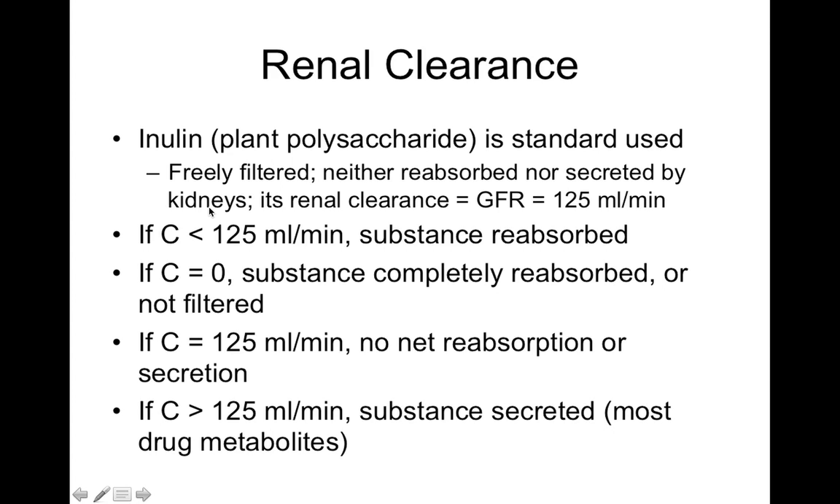So inulin's only filtered, which means that if you inject a known amount of inulin into someone's body and you measure how much inulin ends up in their urine, that gives you an idea of their glomerular filtration rate. Because inulin's only filtered, it's not secreted, nor is it reabsorbed. So by measuring how much inulin ends up in urine over time, that tells you, indirectly, what your glomerular filtration rate was. And so inulin clearance should be about 125 mL per minute or so.